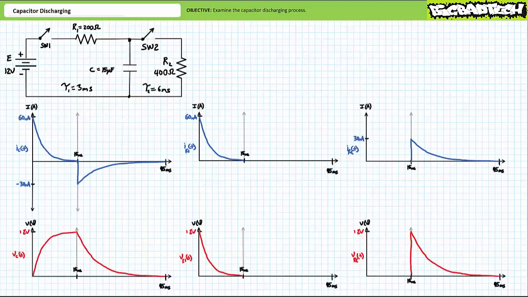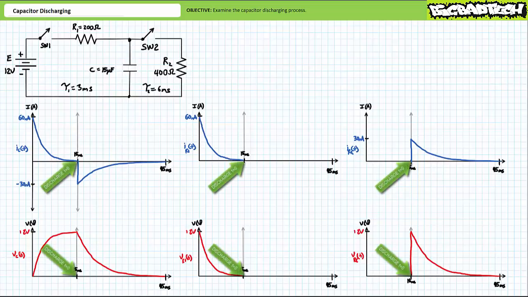Speaking of which, let's examine a back-to-back charge and discharge sequence. The charge process goes from 0 to 15 milliseconds, and the discharge process goes from 15 to 45 milliseconds. If you want to think of it this way, t equals 15 milliseconds is kind of like the t equals 0 for the discharge process.